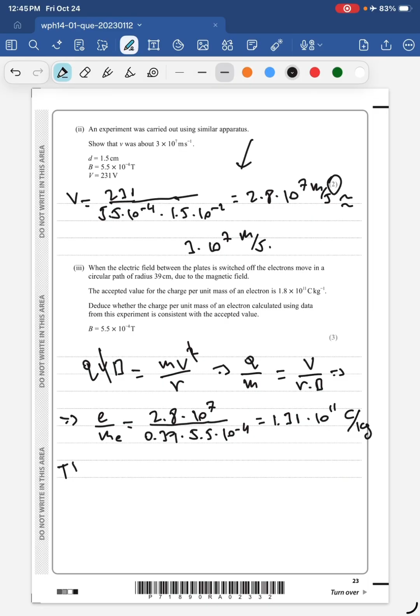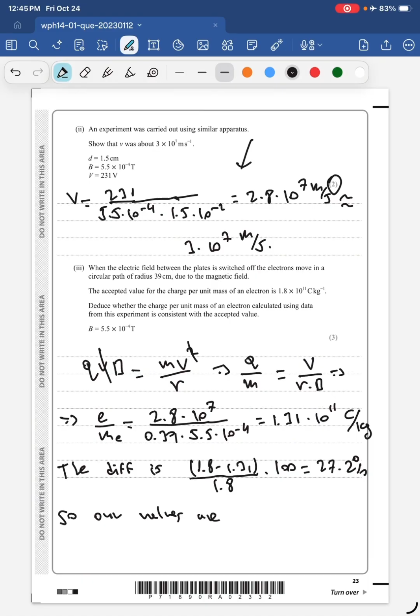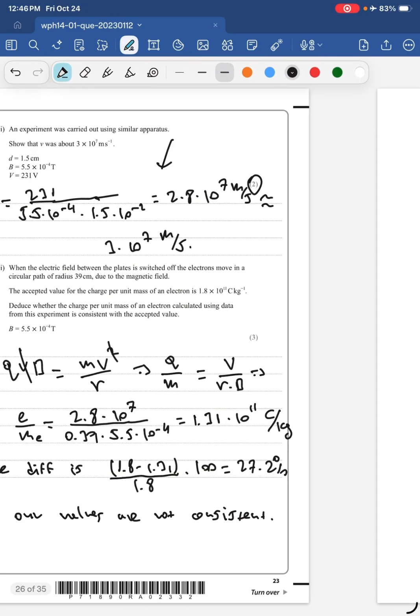The difference is 1.8 minus 1.31 over 1.8 times 100. It's 27.2%. That's a huge difference. So our values are not consistent. That sounded poetic. So yes, let's move on.